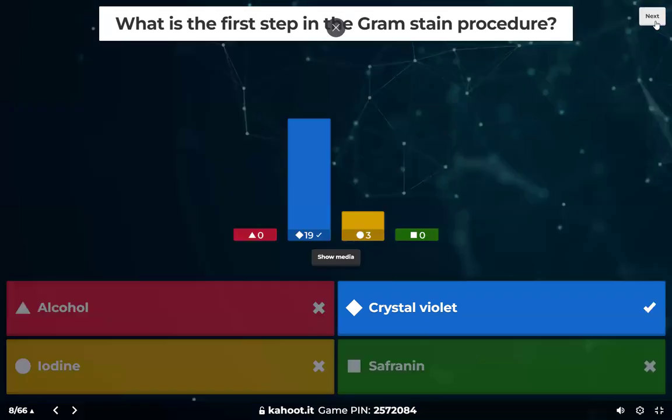All right, so most of us got this one. This is crystal violet. You're going to put crystal violet. Well, you're going to heat fix a smear first. Yeah, that was one of the choices. So our first step for the staining process is crystal violet.